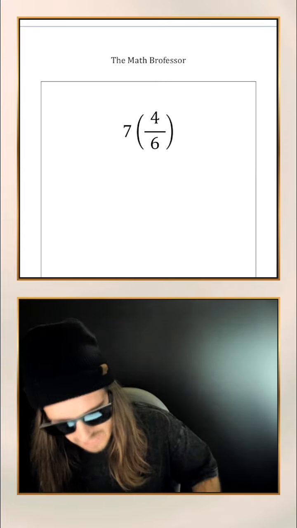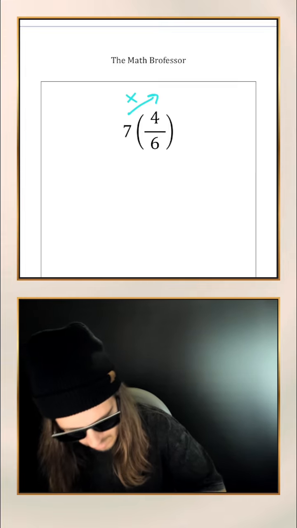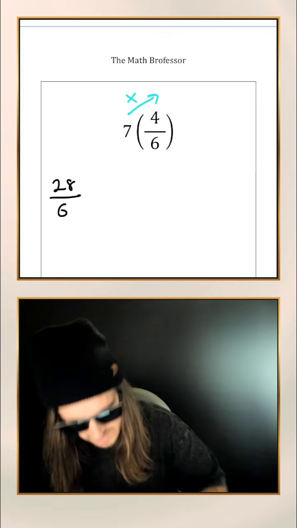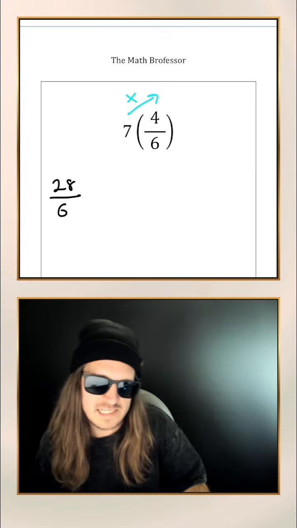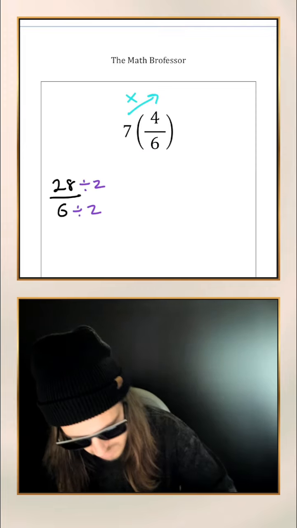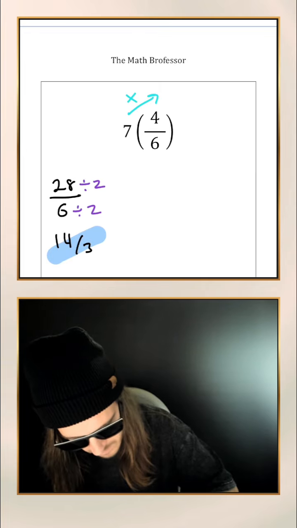What about this? 7 is not divisible by 6, unfortunately, so we're just going to multiply up. 7 times 4 is 28, so that'll be 28 over 6. Now, 28 is not divisible by 6, however, 28 and 6 are both divisible by 2, so if we reduce by a factor of 2, we get 14/3, and that right there is the answer.